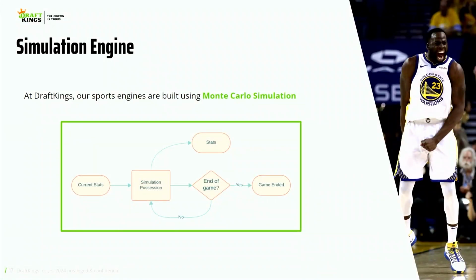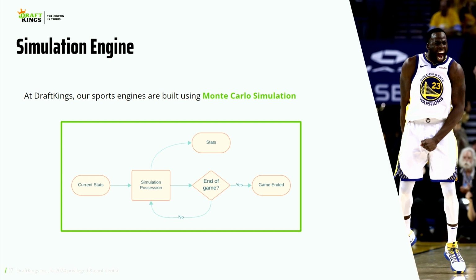At DraftKings, our sport engines are built using Monte Carlo simulation. We do one possession at a time. At one possession, we simulate different statistics like points, rebounds, and assists. After the possession, we check whether the game has ended or not. If not, we repeat the process and simulate one more possession. We repeat the process until the game has ended, and then we have finished one simulation.